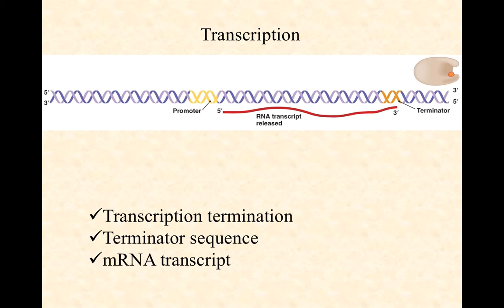And then finally, we have termination. When the RNA polymerase reaches the terminator sequence, there are some steps involved that allow the RNA polymerase to let go of the DNA and let go of the growing RNA transcript. We call this a messenger RNA transcript, and it is now almost ready to be read by our ribosomes in the next step, which is translation. In bacteria, this is ready to go. There's no processing, no modifications to that messenger RNA that need to take place.